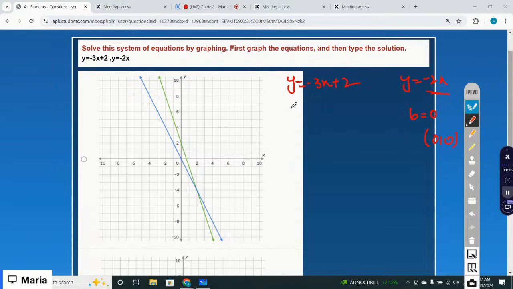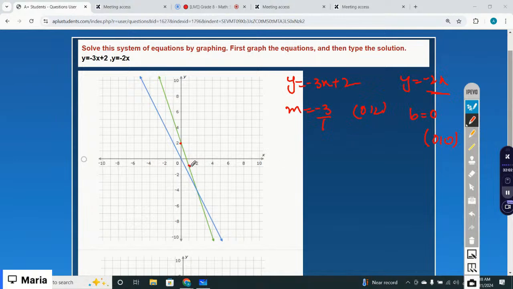Okay, look at the first equation. The slope is negative 3, right? The y-intercept is 2. So x is 0, y is 2. Here is the y-intercept. The slope is negative 3 by 1. That means you need to move down 3 points and right 1 point. So when you move down 3 points, 1, 2, 3, and you move 1 point right, here is the other point. Down 3 points and right 1 point. So that is negative 3 by 1. Got it?